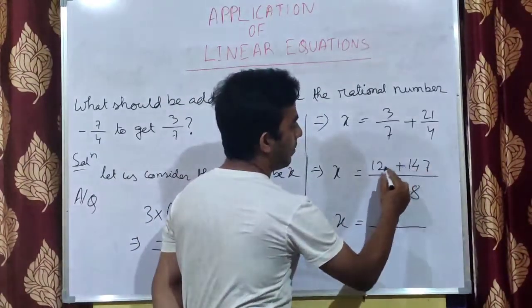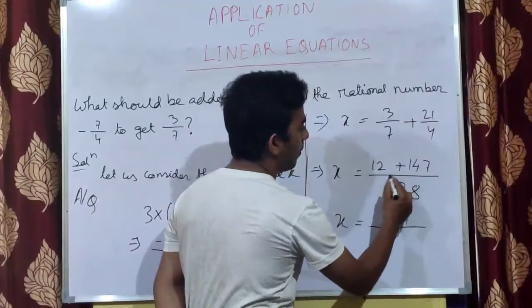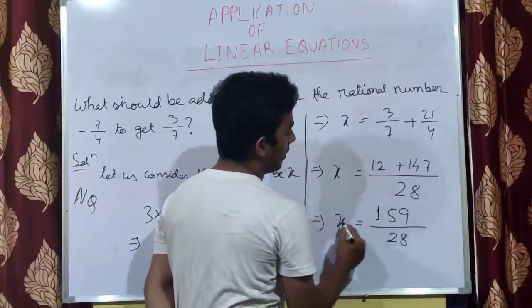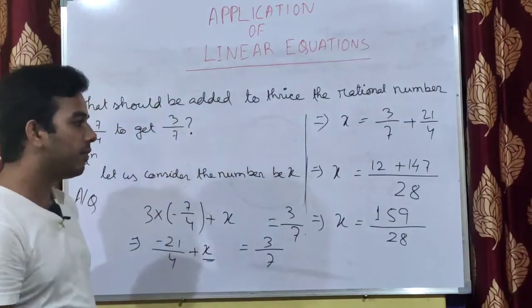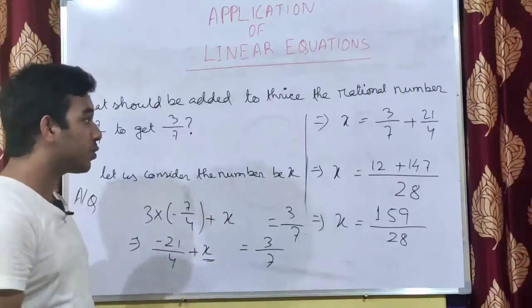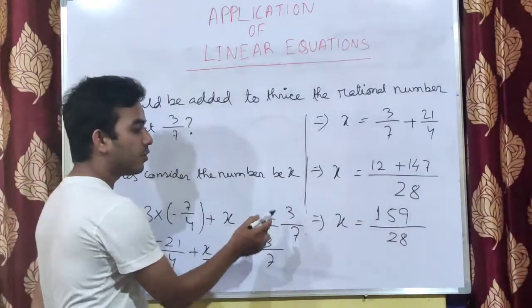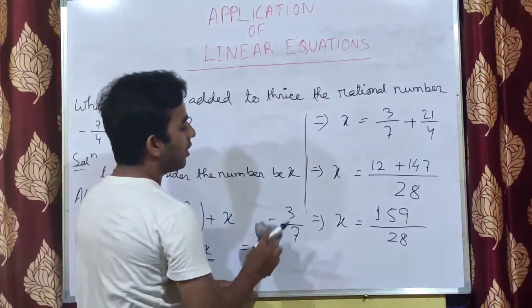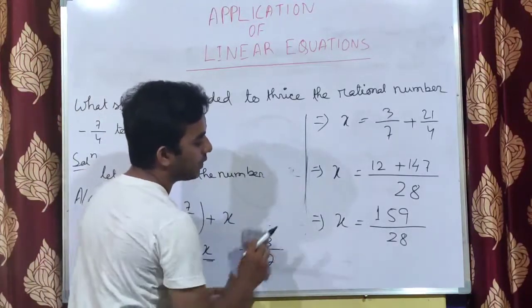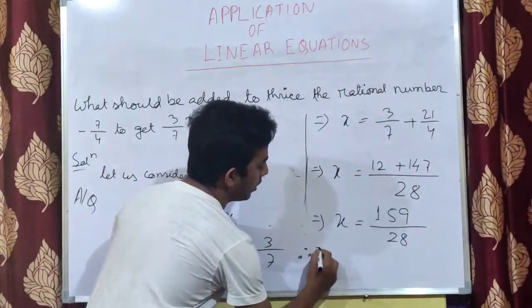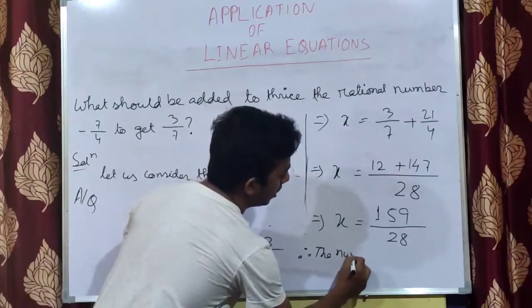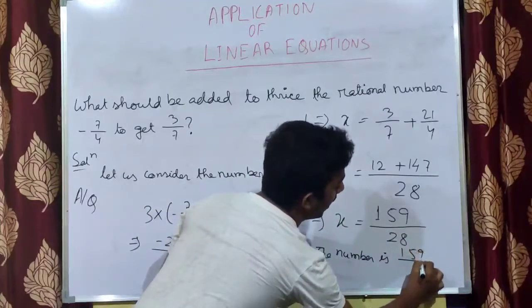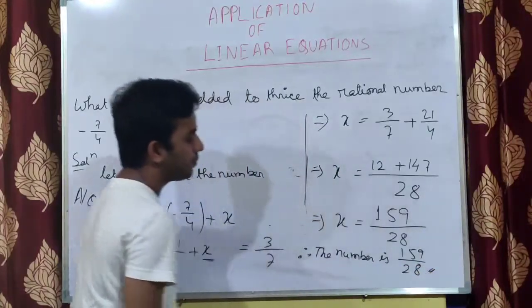So 7 plus 2 is 9, 4 plus 1 is 5, then 1, divided by 28. So our x is what? 159 by 28. That means x was the number, right? So our number is 159 by 28. So at last what will we write? Therefore the number is 159 by 28. Clear?